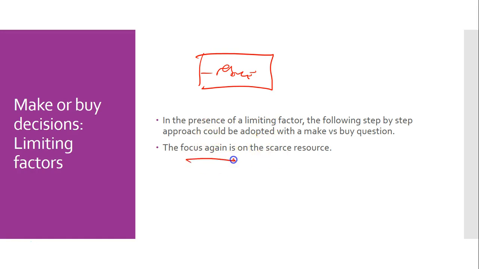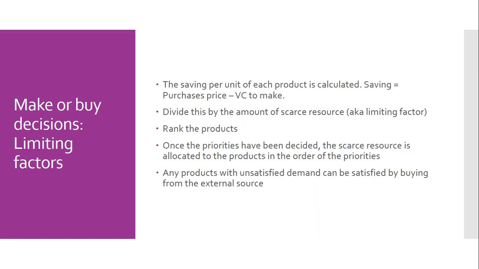The focus, first of all, is on the scarce resource. So we want to be clear: what's the resource that's scarce? It's either labor or material or machine hours. So we want to be clear, first of all, on what's the scarce resource. Then when we're clear on that, we want to be clear on what is the saving per unit on each of those products.